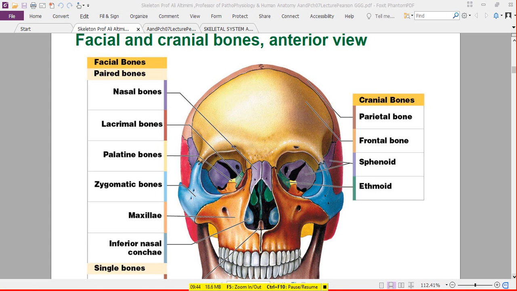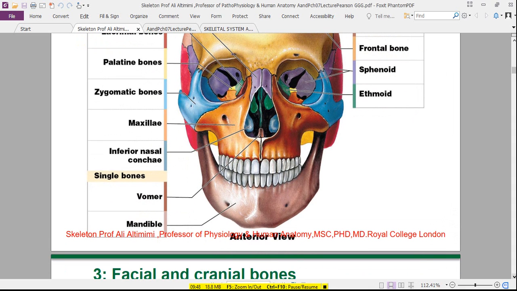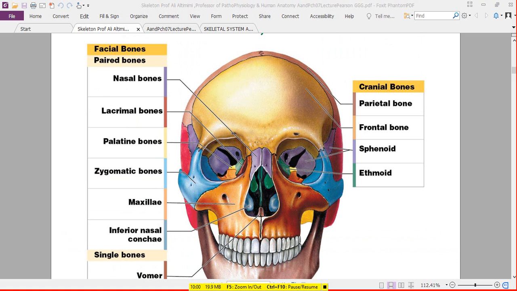Then we have a single bone including the vomer. This is a vomer. Then the mandible is a single bone. With regard to cranial bone, this is the parietal bone, then this is the frontal bone, then this is the sphenoidal bone, and this is the ethmoid bone.